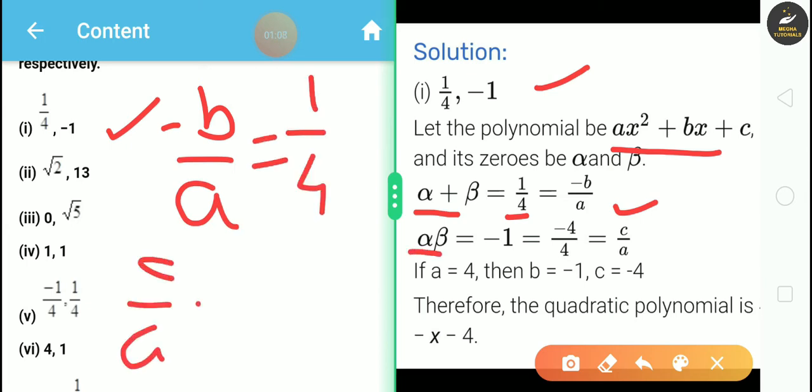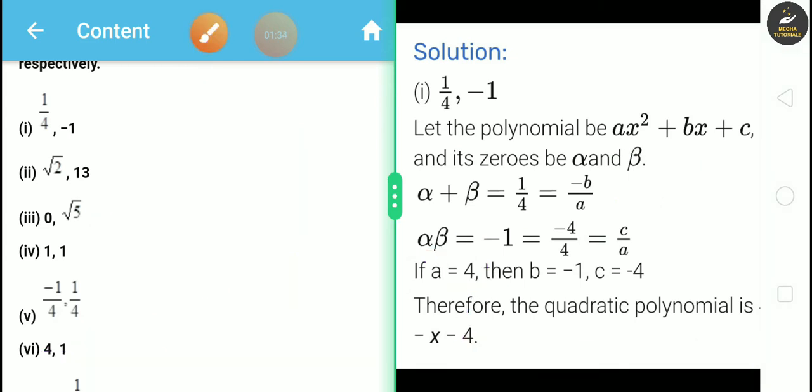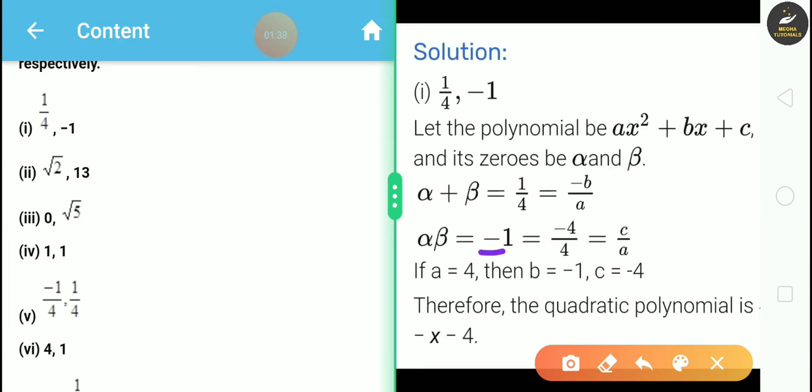So c upon a is given as minus 1. Now our objective is to bring the denominators equal, because in both denominators there is a. In the first denominator it is 4 and in the second denominator it is 1. It means we have to multiply the second equation by 4 to get minus 4 upon 4. Therefore we have multiplied minus 1 by 4 upon 4 to get minus 4 upon 4.